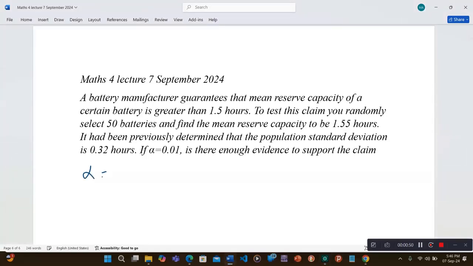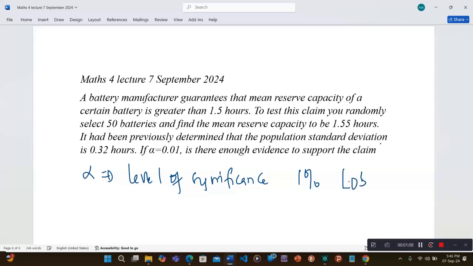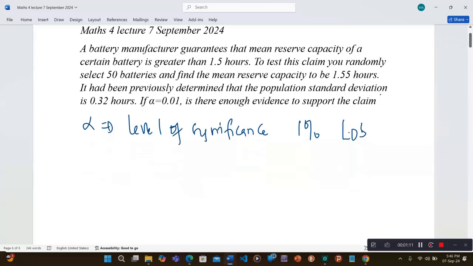This alpha is telling us the level of significance. And if it is 0.01, we are talking about a 1% level of significance. Now, let's look through the question and see what they want us to use. A battery manufacturer guarantees that the mean reserve capacity of a certain battery is greater than 1.5 hours. To test this claim, you randomly select 50 batteries and find the mean reserve capacity to be 1.55 hours. It had been previously determined that the population standard deviation is 0.32 hours.